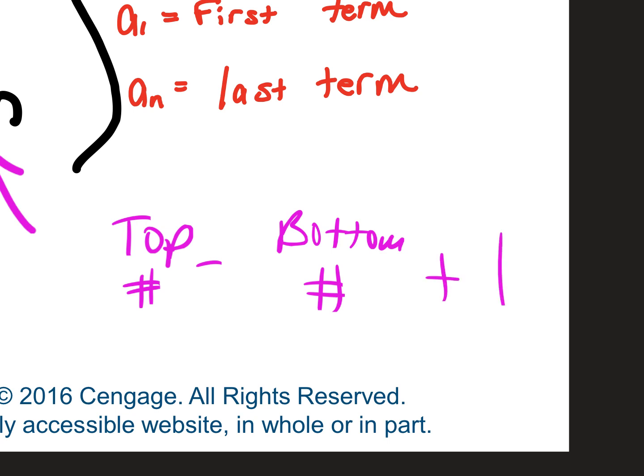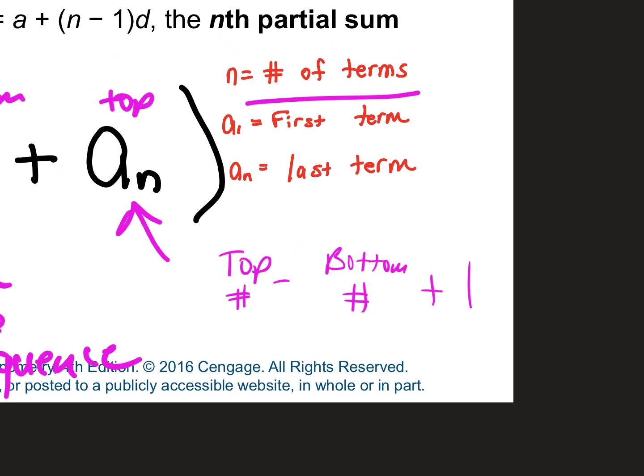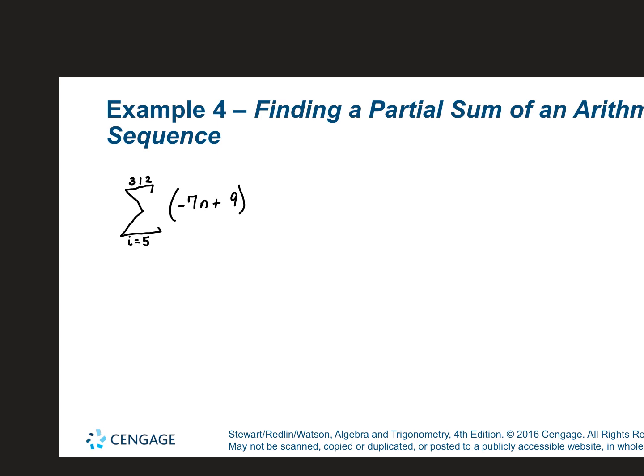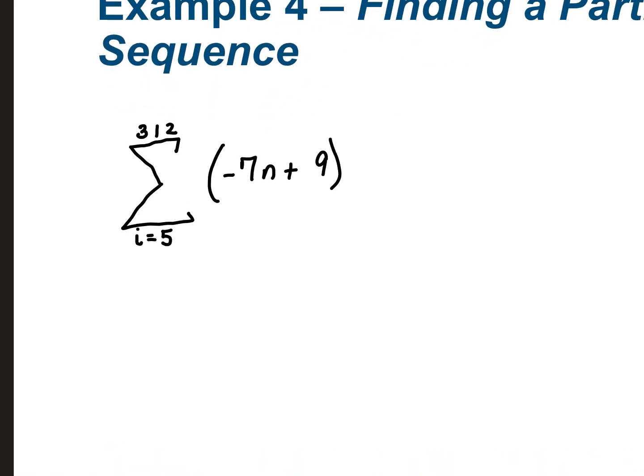Every single time. If you're trying to figure out how many numbers you're talking about adding together, you take the top of the E minus the bottom of the E and add 1. That'll work every single time. So here is an example of what the question would look like. All right, let's talk about what this says.